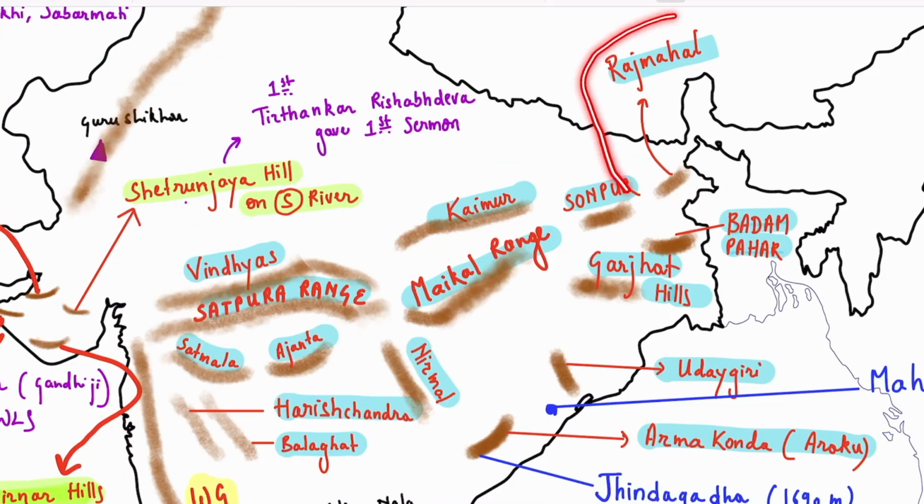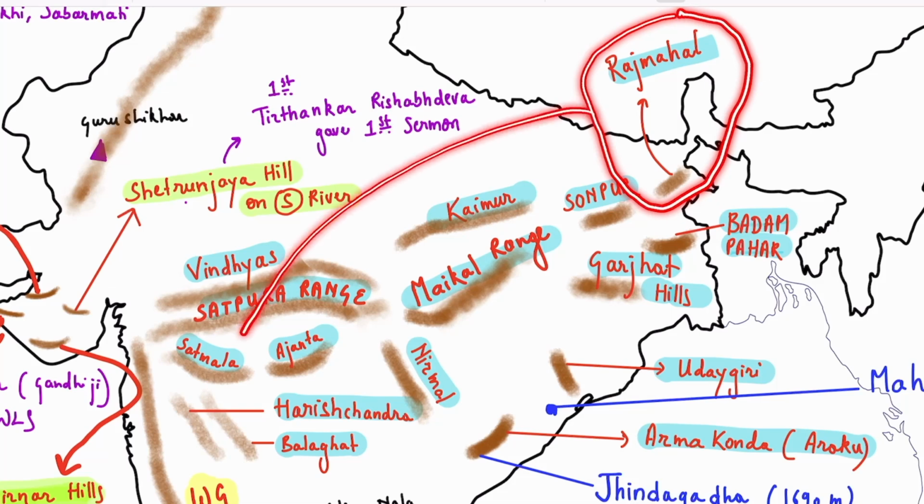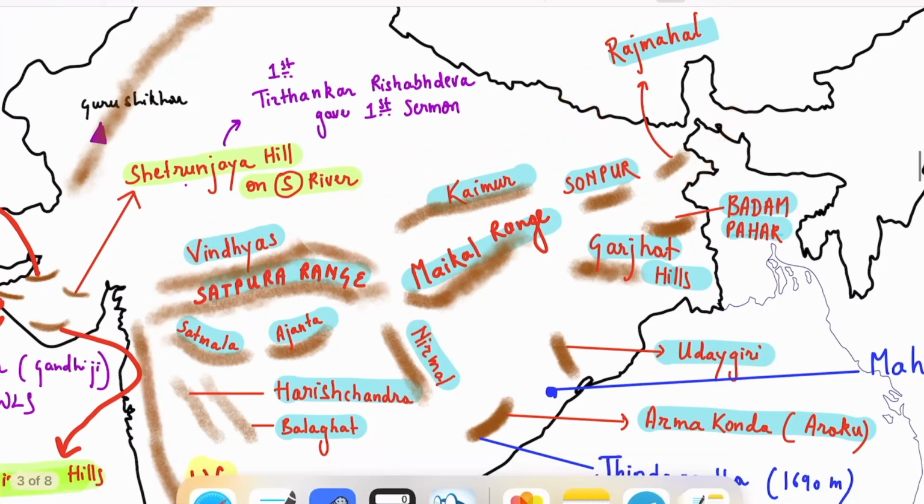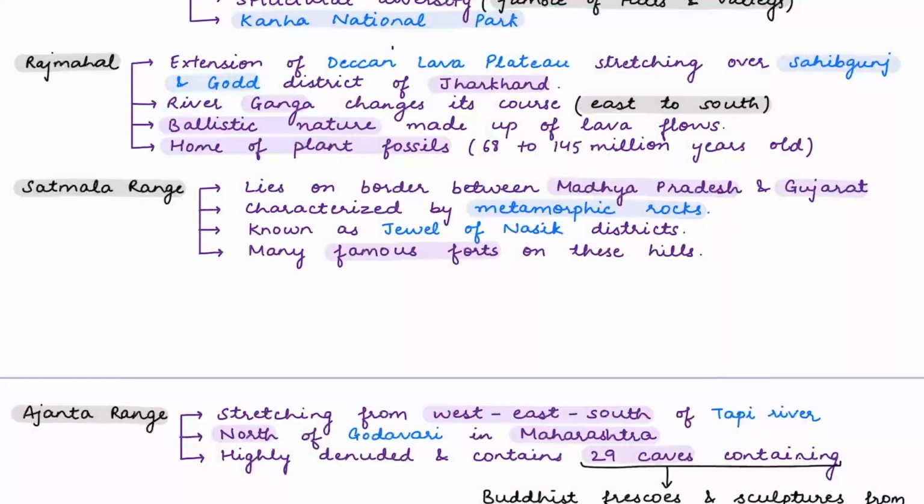Now, guys, when we talk about the Raj Mahal Hills, there is one very important and distinct feature of the Raj Mahal Hills. You might know about the lava formations in the Deccan, and Raj Mahal Hills are an extension of these lava formations. Also, Raj Mahal Hills are very important for one more feature. This is the place where Ganga river changes its course.